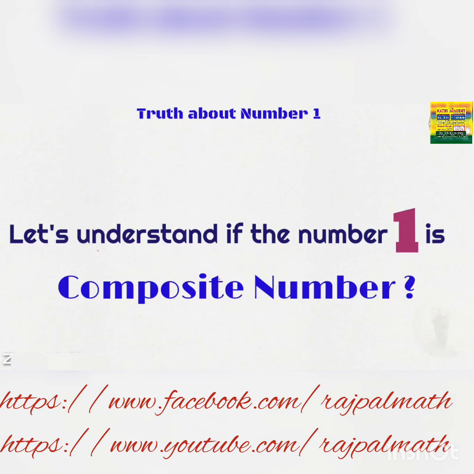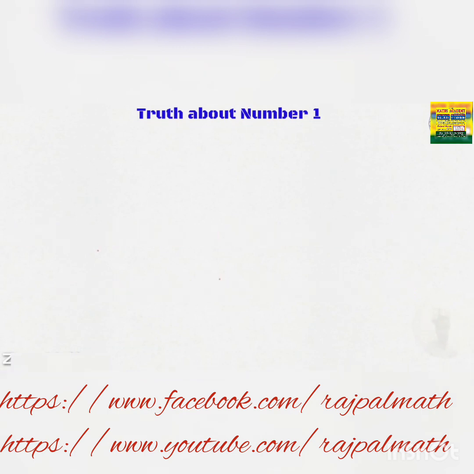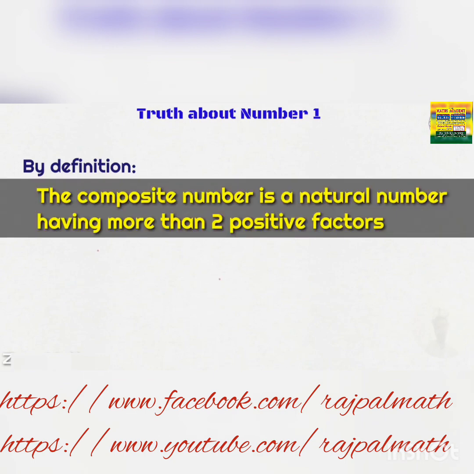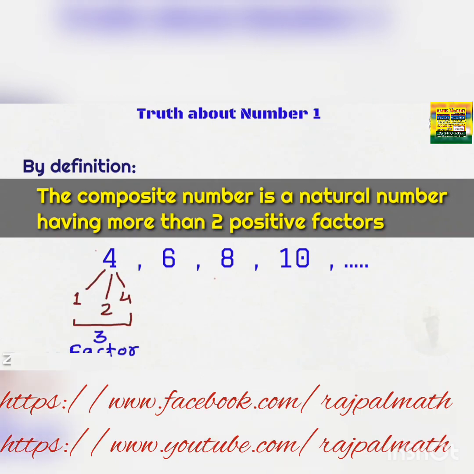Now let's understand whether the number 1 is composite. By definition of the composite number, it is a natural number which has more than two positive factors. For example, number 4, number 6, number 8, 12 are some of the composite numbers. If you look at number 4, it can be divided by 1, it can be divided by number 4 itself, and in addition it can be divided by number 2 as well.